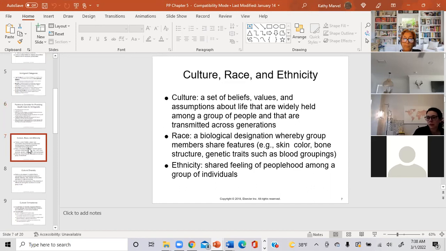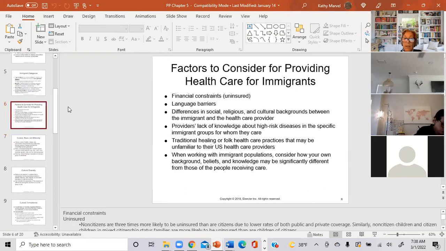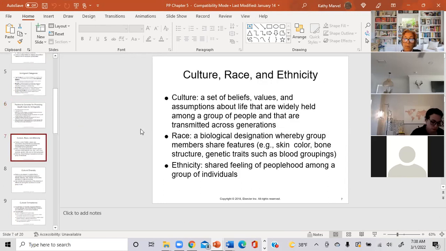It's page 67 in the book. Okay, yeah, we'll get there. Yeah, thanks, Danielle. Yep. I'm just going through the outline of the book. So we need to understand the difference between culture, race, and ethnicity. And there is a summary of each of those on slide 7.